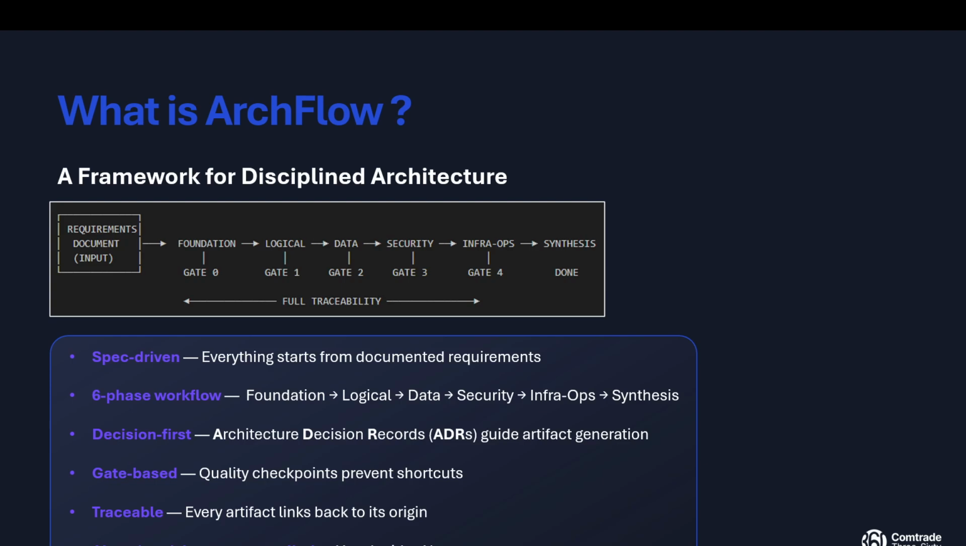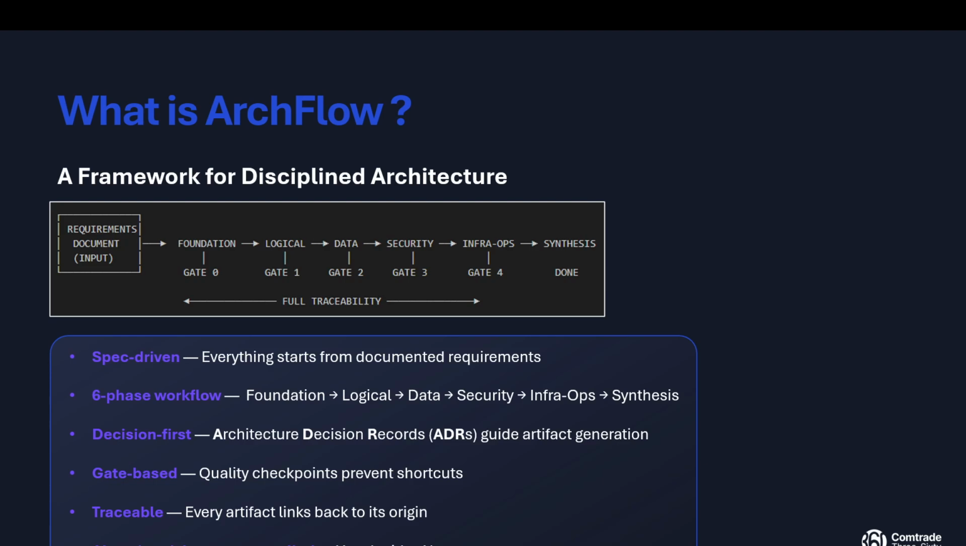Notice the gates between each phase, gate 0, gate 1, and so on. These are quality checkpoints. You cannot progress to the next phase until your current phase passes its gate. This basically prevents shortcuts. And see that line at the bottom? Full traceability. Every artifact you create in ArchFlow links to its source. You can trace an API definition, for example, back to the component that exposes it, back to the requirement that demanded it, and nothing exists in isolation.